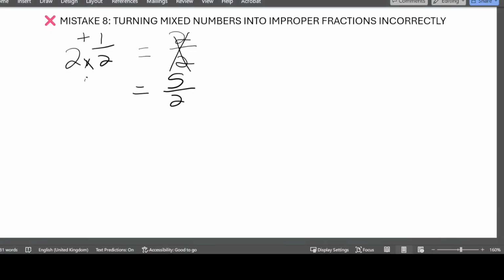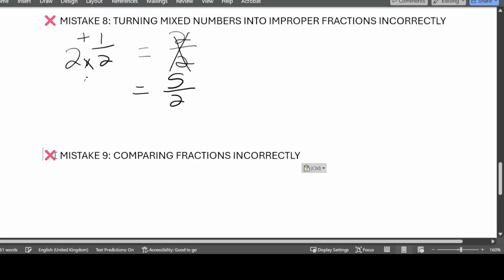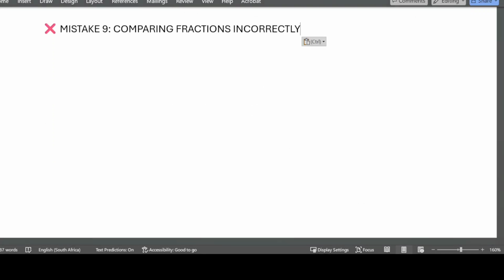And then common mistake number 9, comparing fractions incorrectly. Which is bigger? Is it 2 over 3 or 3 over 5? Some learners compare only the top numbers or only the bottom numbers. This does not work. To compare fractions, we must either make the denominators the same or use cross multiplication. We cannot just guess by looking at the numbers.